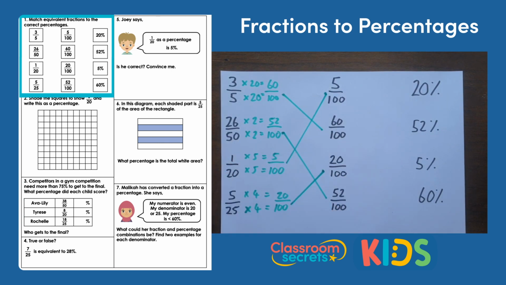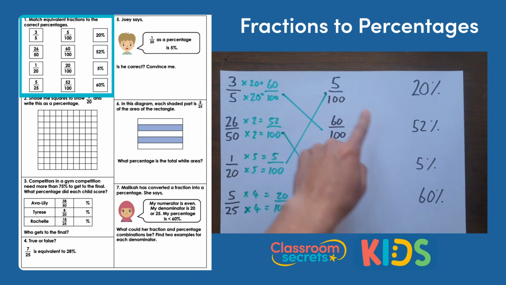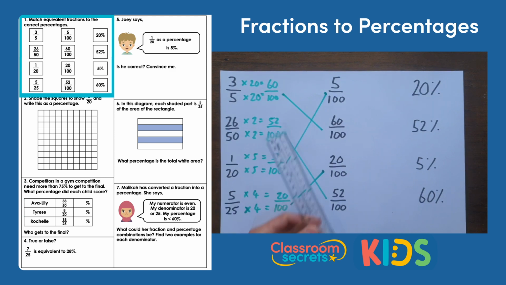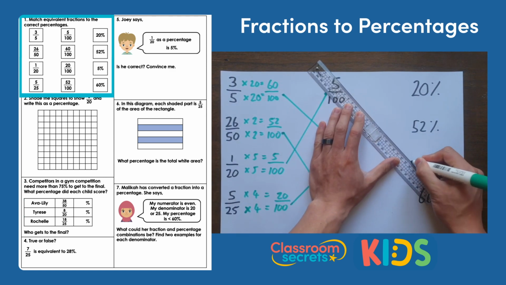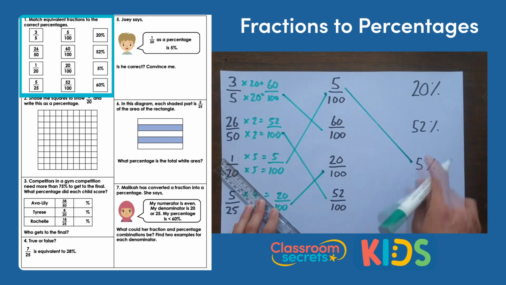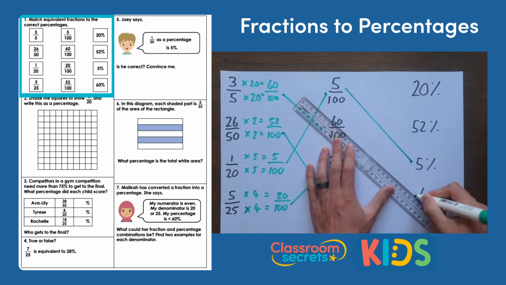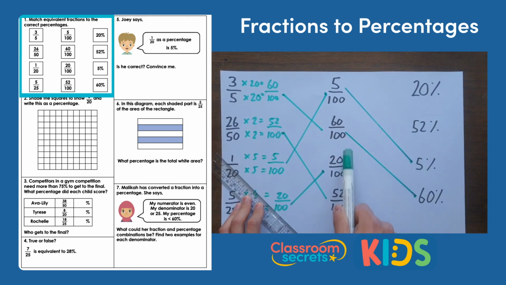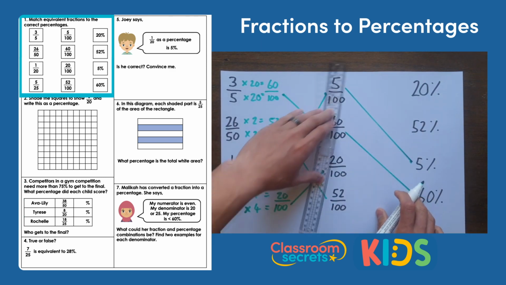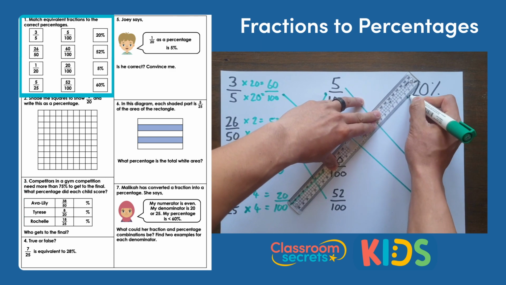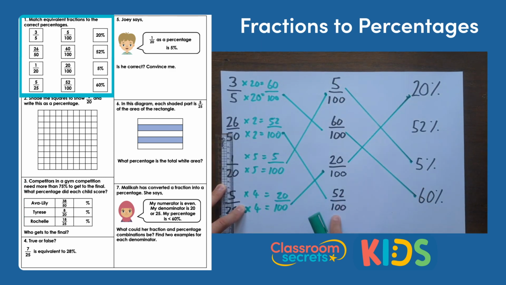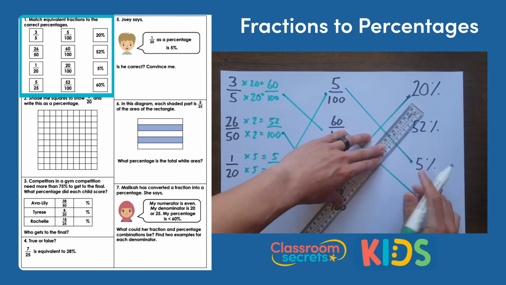And because we know that a percentage is just an amount out of 100, and these fractions are already shown out of 100, we can just go ahead and use our numerators to match them up. So 5 over 100 is equal to 5%. 60 over 100 is equal to 60%. 20 over 100 is equal to 20%. And 52 over 100 is equal to 52%.